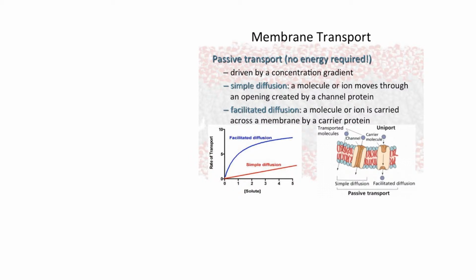So, as I mentioned before, passive transport doesn't require any additional outside energy. It's driven solely by the concentration gradient from either inside to outside or vice versa. There are two types. There is simple diffusion, which is where it moves through a channel created by some type of pore or protein. Or you can have facilitated diffusion, which is carried across by a carrier protein. And we'll see some of that next semester when we talk about the carrier proteins and the shuttles, in particular with respect to the mitochondria and the way that things get differentiated between the different portions of the mitochondria.